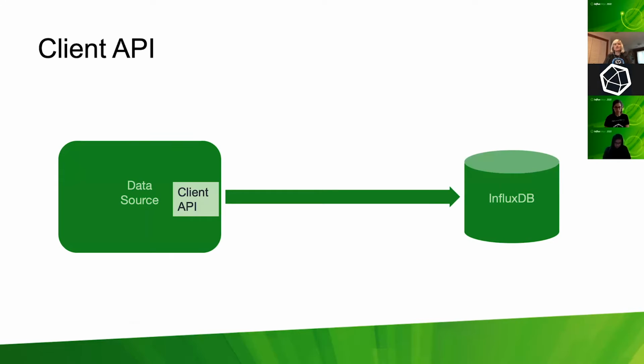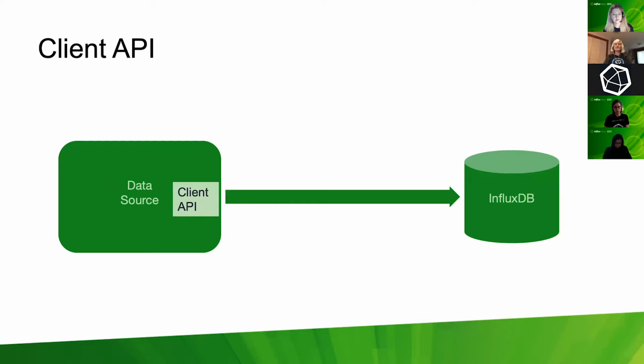So Telegraph is just one approach, where you effectively have a standalone agent running in its own environment, pulling the data in and sending it on. Another approach is to use the client API. In the client API approach, you can embed the logic directly into the data source so that it takes care of sending data to the Influx database.